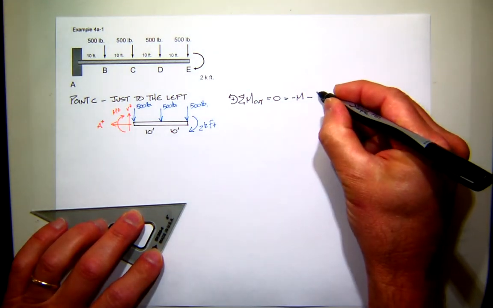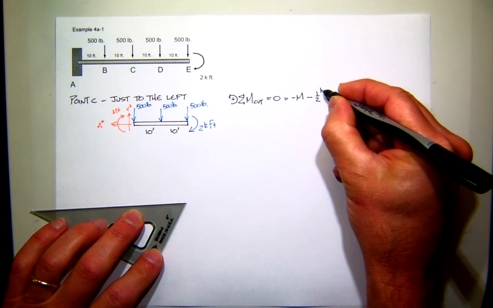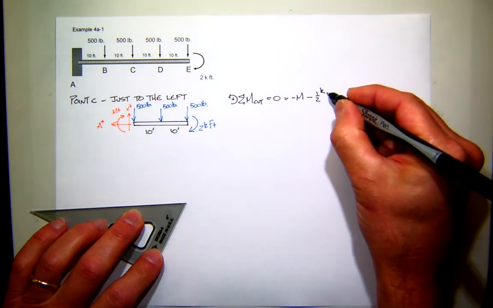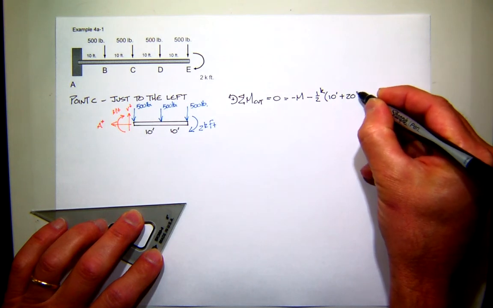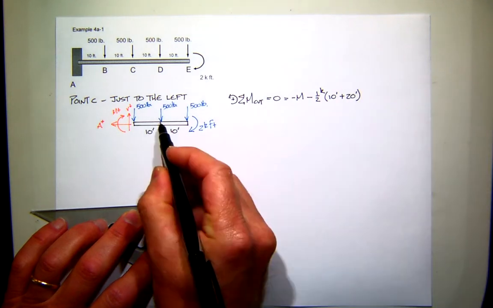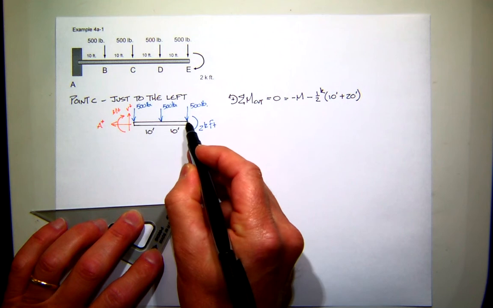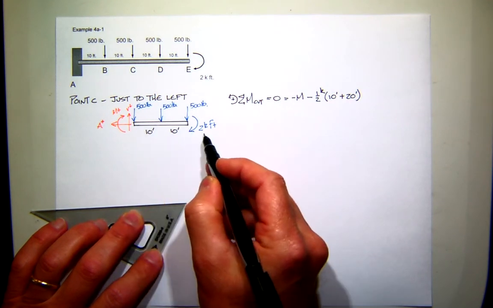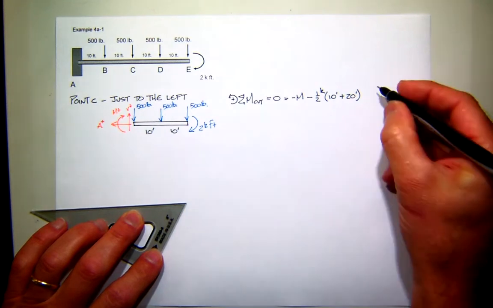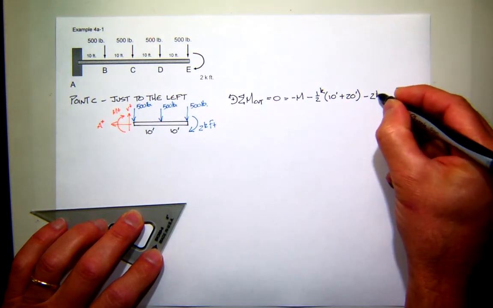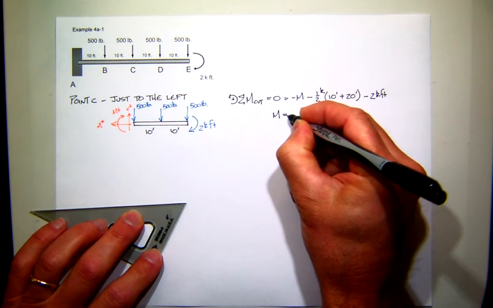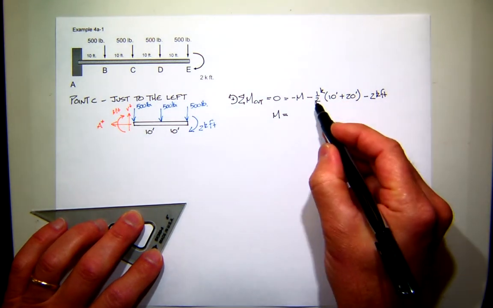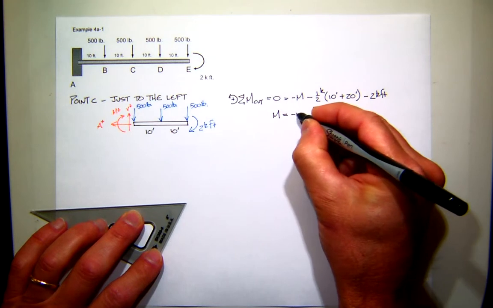So I'll come over here and change this into kips. Those 500-pound forces are really half a kip. And I'll have one at a 10-foot moment arm and one at a 20-foot moment arm. That should account for the moment of this force at 10 feet and this force at 20 feet from the cut. Then what is this? Positive or negative moment? Negative. So that'll be minus 2 kip-feet. So I should be able to solve for my moment. Let's see, that's 30. Half of 30 is 15. Minus 2, this should be minus 17 kip-feet.